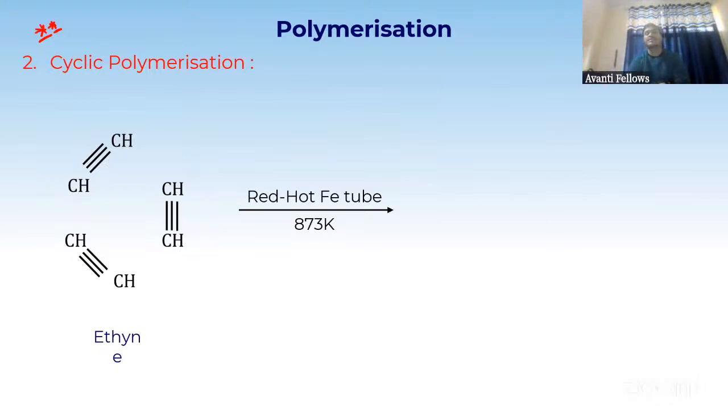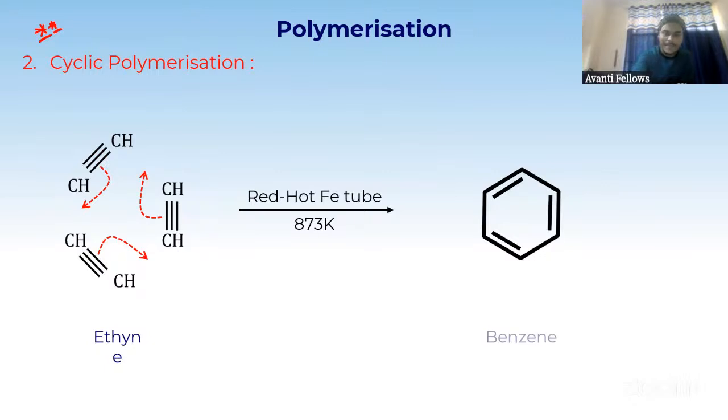So if we consider the 3 mole of ethine in presence of red hot iron tube at 873 Kelvin, then formation of benzene will take place. So this is going to be a very interesting reaction, that is how you prepare benzene from ethine. So whenever someone asks the preparation of benzene from ethine, you need to consider this. When we treat ethine with red hot Fe tube, then benzene will form.